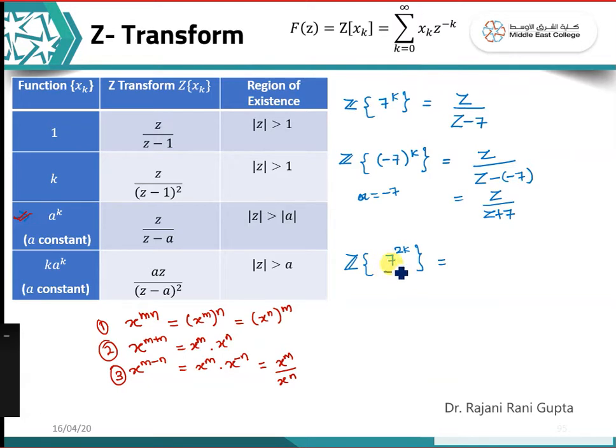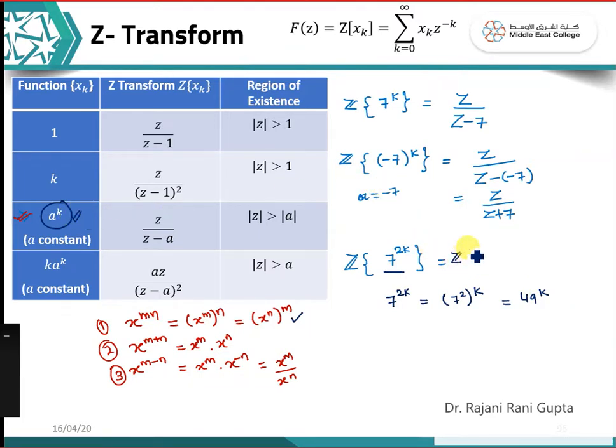So 7 to the power 2k, using this rule of indices. We can write it as 7 to the power 2 and k, because we want to use this rule and it needs only k as a coefficient. Means k should not be multiplied or added with any other number. So we will write it as 7 power 2, that is 49, to the power k. So now it is in the form that we can apply this rule.